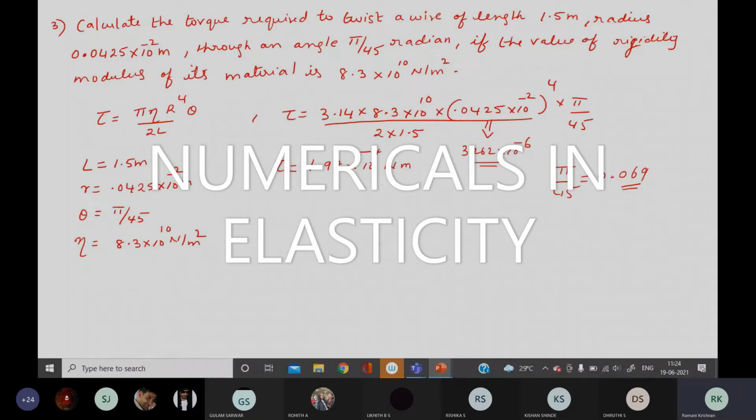3.14 into 8.3 into 10 power 10 into 3.262 into 10 power minus 6 into 0.069 divided by 3. You should get 1.98 into 10 power minus 4, only that is correct. 1.95, 1.798, ma'am. Where? Final answer.